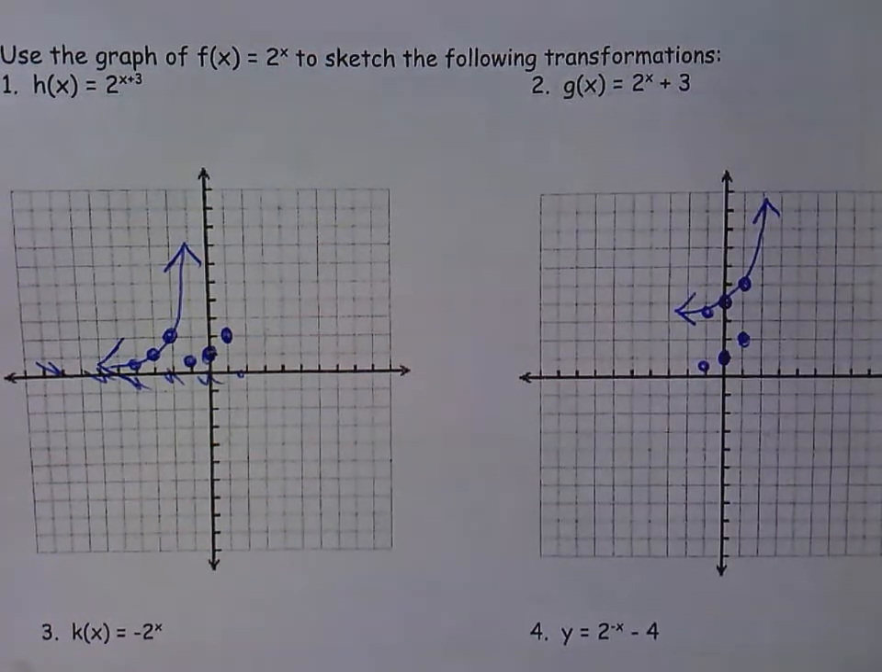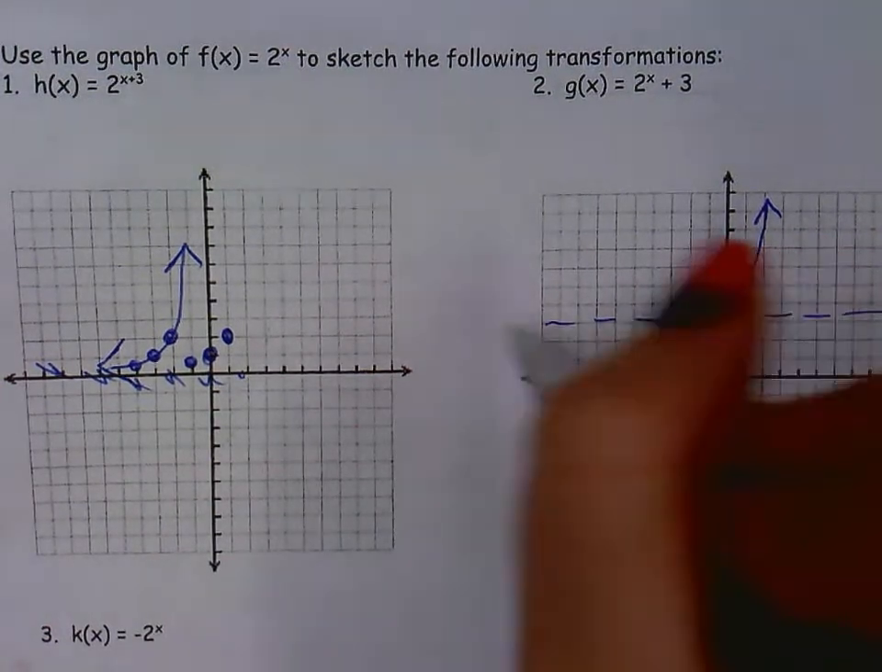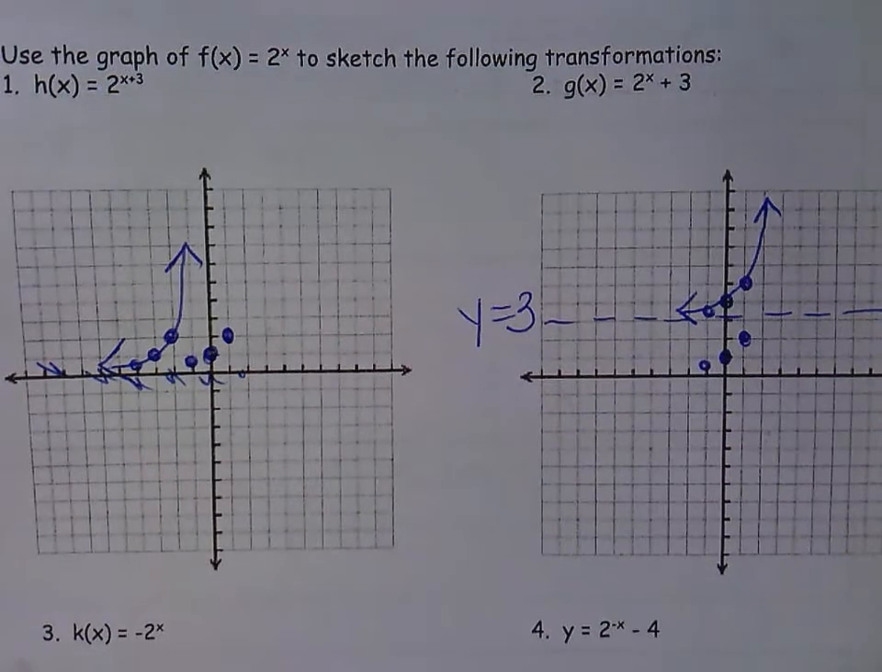So what else is going to shift up? If you shifted everything up, you also have to shift the asymptote up as well. So if the asymptote was at 0, now the asymptote will be at y equals 3 because it also gets shifted up.